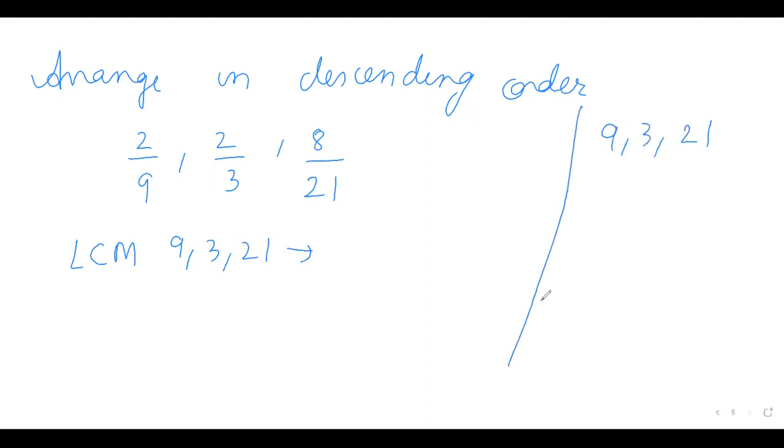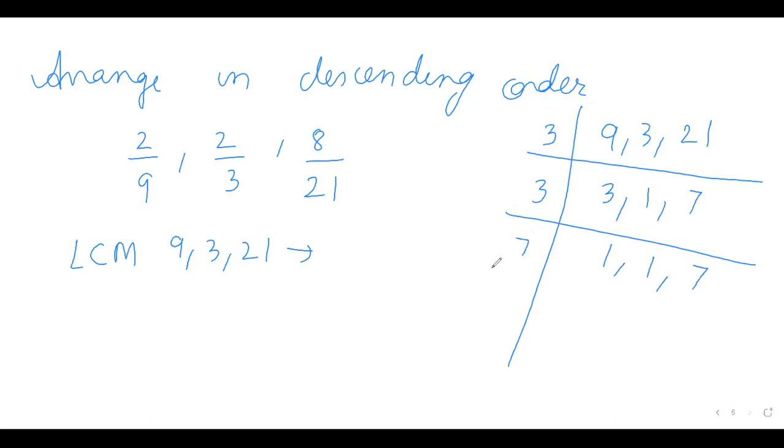Yes, ma'am. Correct. So let's take the LCM. I have to divide all three numbers by 3. 3 threes are 9, 3 ones are 3, 3 sevens are 21. I will again divide by 3, and lastly I will divide by 7. So see, I am getting 1. So the LCM of 9, 3 and 21 is 3 into 3 into 7. 3 threes are 9, 9 sevens are 63. So now we have the LCM.